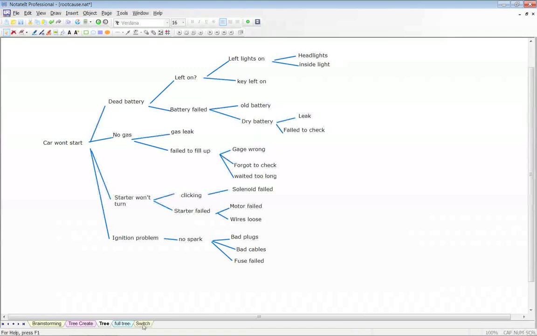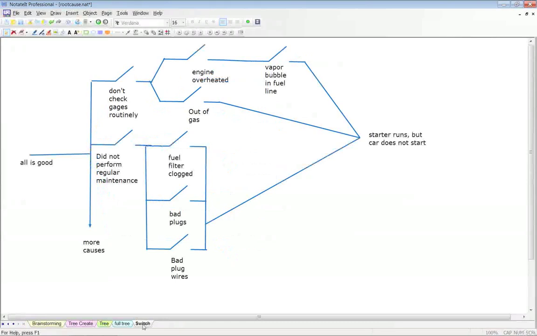Now let's look at the switch theory. I'm not going to diagram this one by hand on the screen because it's too hard to do freeform. But here I did one for the part that's existing here. We start out with everything's good. Now, we're going to end up with two states: starter runs, but car does not start.